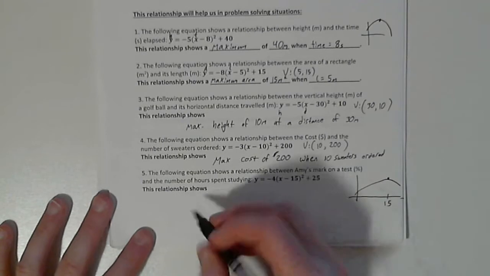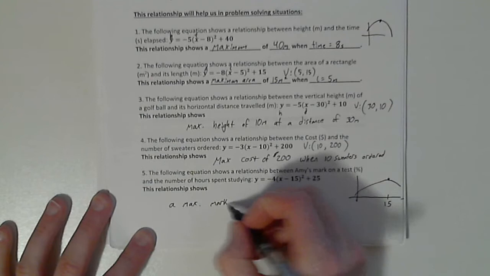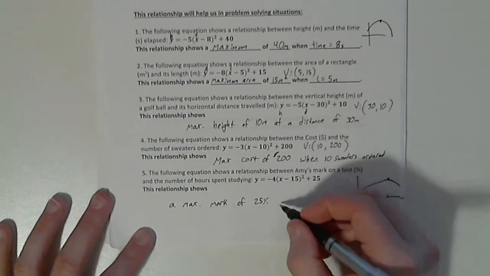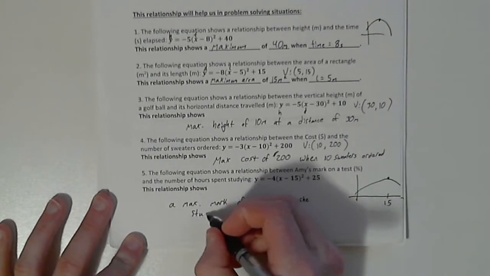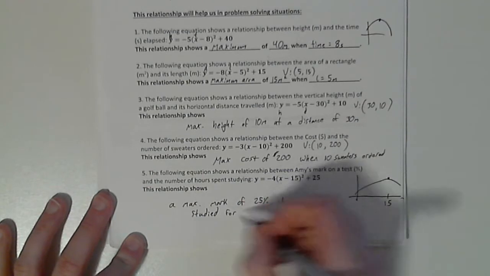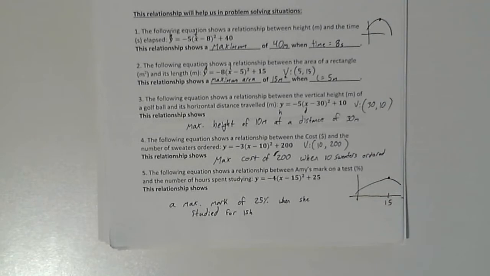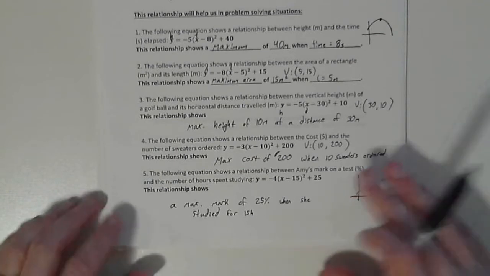But this relationship shows a max mark of 25% when she studied for 15 hours. So that's our last step. We're not just going into vertex form for no reason, we're going into vertex form to be able to analyze some kind of relationship and find some kind of answer to our word problem. So it's a very clear purpose.